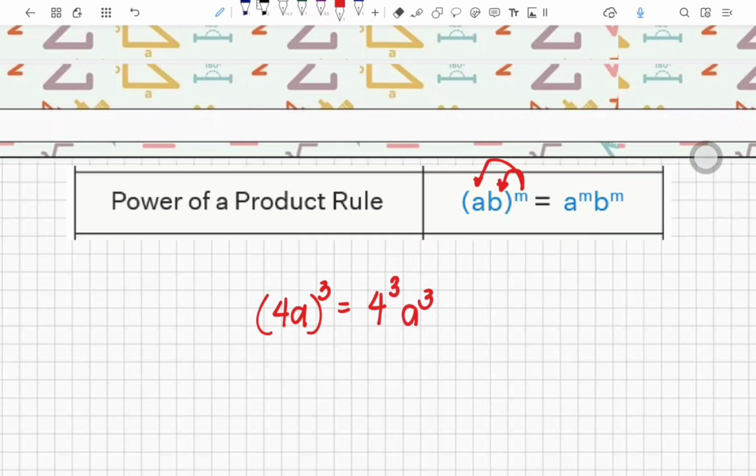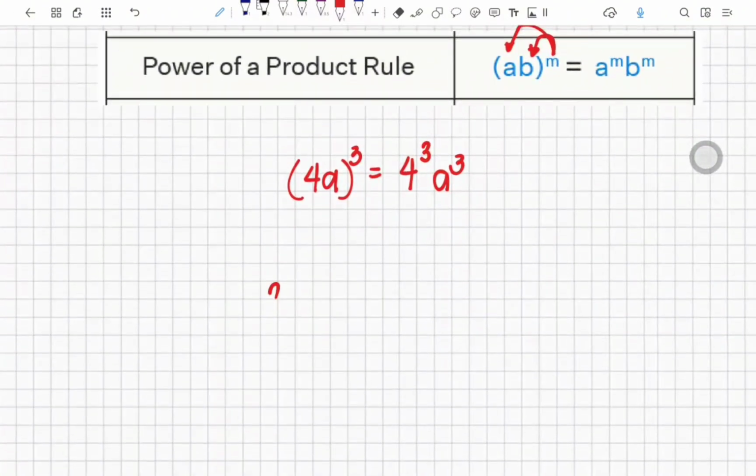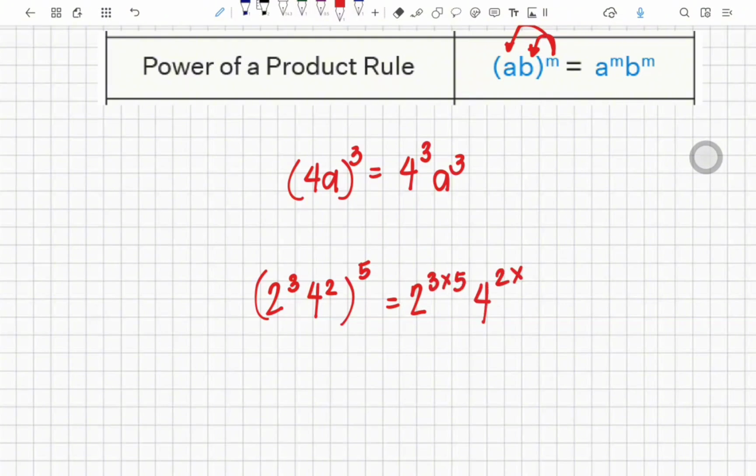How about if the bases here have their own exponent? For example, 2 to the third power, 4 to the second power, to the fifth power. So this will become 2 to the power of 3 times 5 and 4 to the power of 2 times 5. So this will become 2 to the 15th power and 4 to the 10th power. Okay? Again, we're just going to distribute the exponent outside.